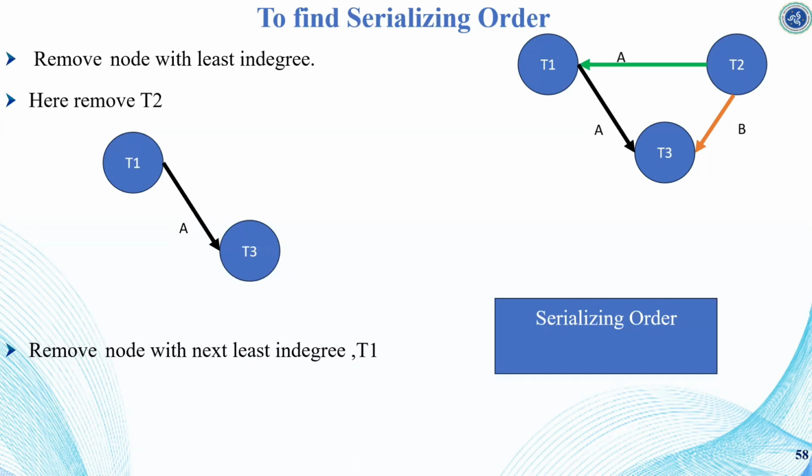Next, after removal of T2, then T1 and T3 remain. Obviously, these two edges will also get removed. So what is now the least in degree? Here T1 is the least in degree. So after T2, T1 comes, then finally we have T3. So the serializing order is first T2, then T1, then T3. After performing all the transactions of T2, you have to do all the transactions of T1, then you have to do T3. That should be the order for the serial schedule.